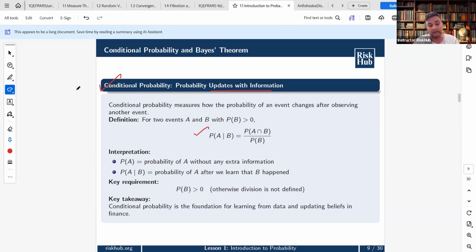In the quant finance interpretation: before earnings, the probability of the stock rising; after strong earnings, the probability of the stock rising given good earnings. The probability changes, information changes beliefs, which we need to understand very clearly. Okay, so this is what we keep in mind. Key takeaway: conditional probability is the foundation for learning from data and updating beliefs in finance, which we need to know very, very well.